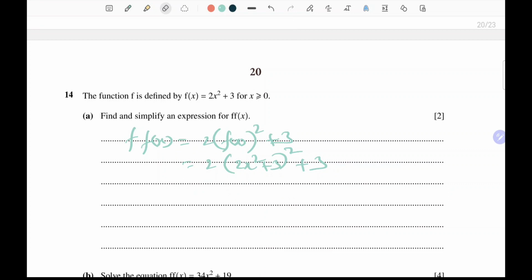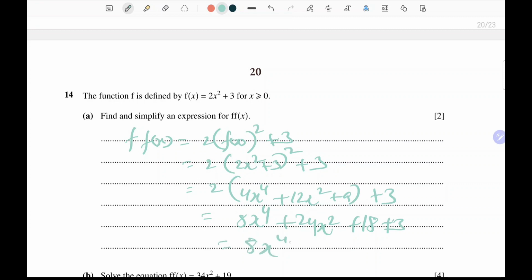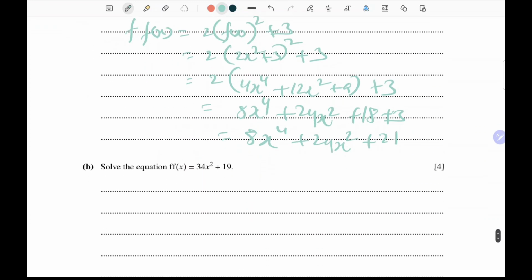I think I made a mistake over here. This is 2, and this is 2x squared plus 3 whole square. So we have to open it. This will be 4x to the power 4, then 2 times 3, 6 times 2, 12x squared, and 9, and then 3. Just multiply, guys. 8x to the power 4, then 24x squared, then 18 plus 3. So 8x to the power 4, 24x squared, and this is 21, right? So this is the answer.